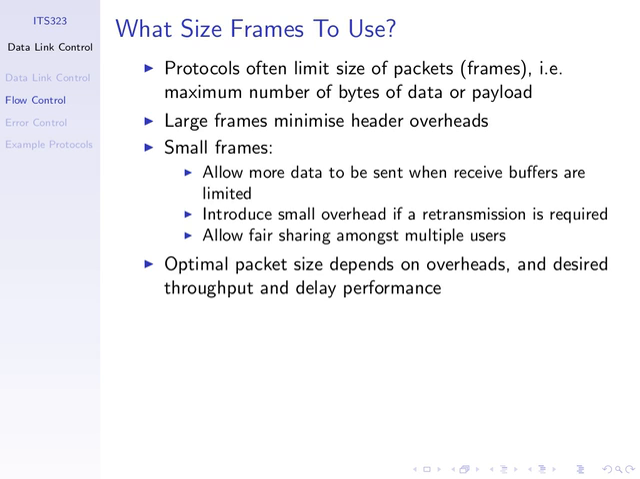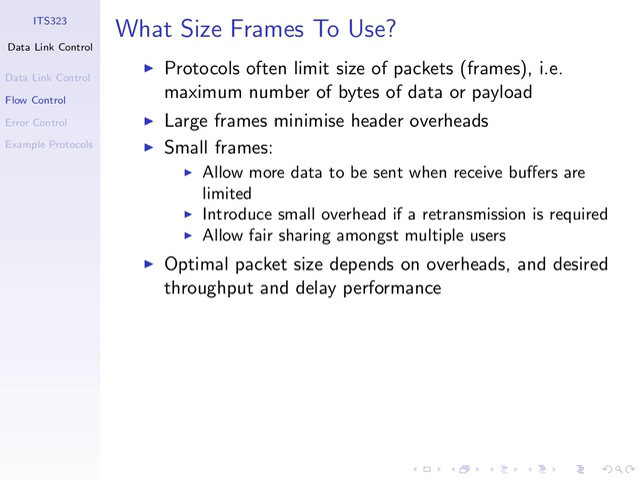How many frames do we need? 10,000 bits. Every frame can have 1,000 bits. We need 10 frames. How much overhead do we have? Every frame has 20 bits, 10 frames, we have 200 bits of overhead. Total amount of header. To send 10,000 bits, we need to send an additional 200 bits of overhead, or of headers.